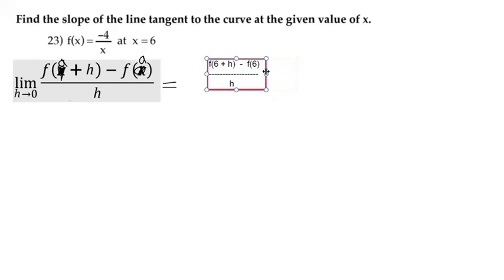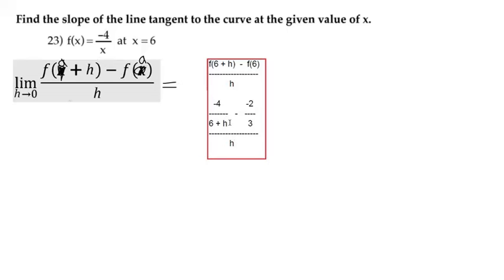Okay, so we need to fill in something for this term, f of 6 plus h. And what that's saying is that we need to plug in 6 plus h into our function. So if we do that, the function says it's negative 4 divided by 6 plus h. See, I plug 6 plus h in for x. And I'm going to subtract that by what happens when I plug in 6 into the function. If you plug 6 in here, then it's negative 4 over 6, which is negative 2/3. So f of 6 is negative 2/3. And this is all still being divided by h.